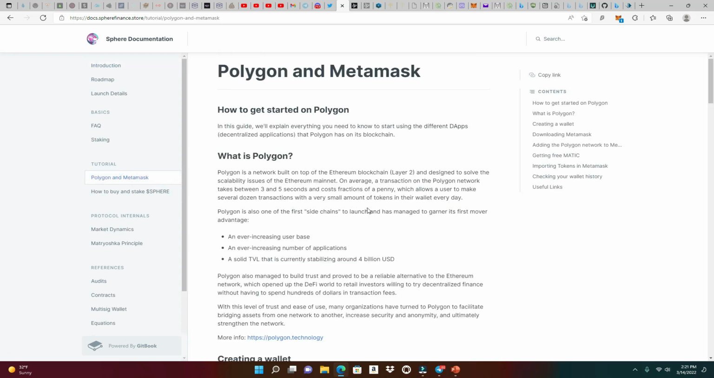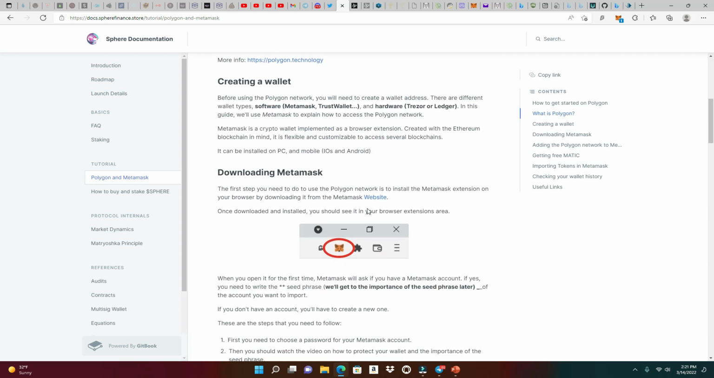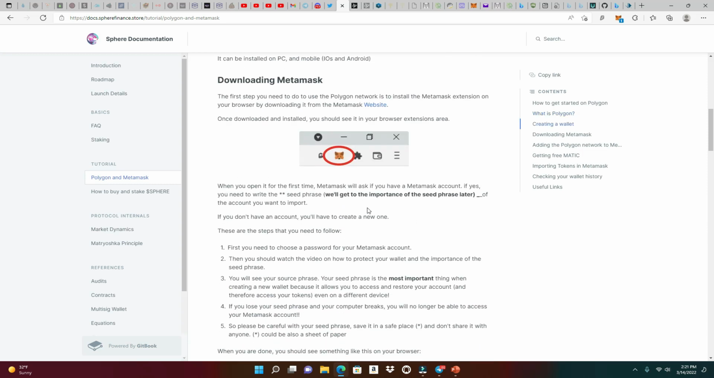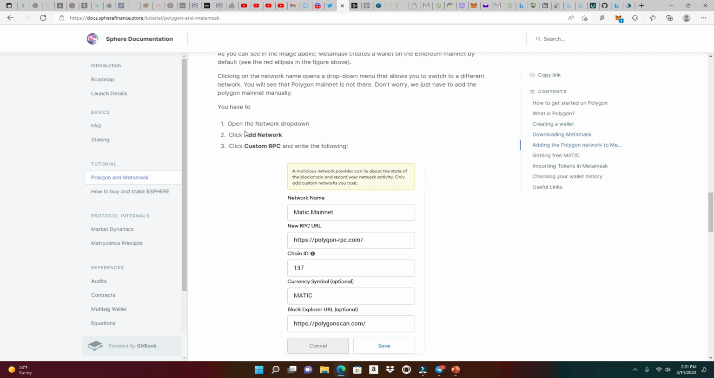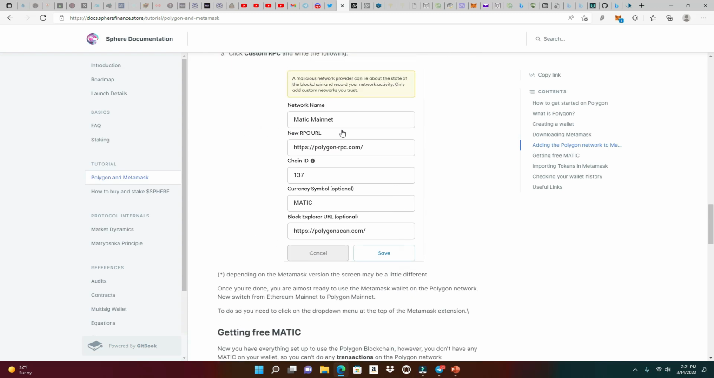And of course, guys, let's go to the Polygon and MetaMask. Suppose you haven't really gone to MetaMask yet and had your Polygon mainnet established. They showed you right here how to do it. Open the networks drop down, click add network, click custom RPC. And of course, you're going to just input this information right here.